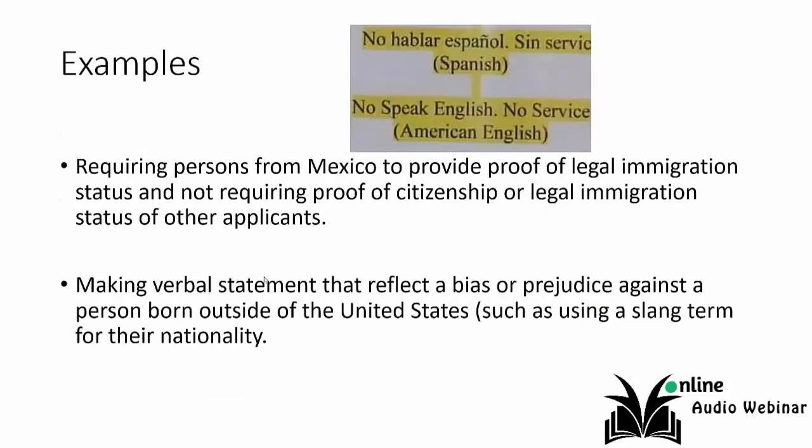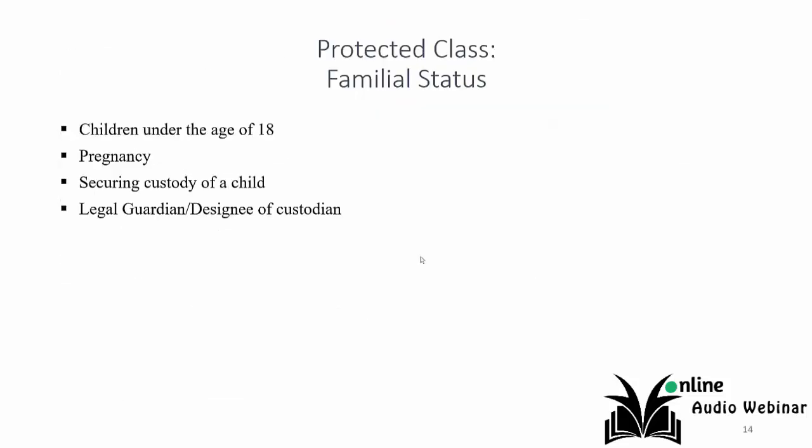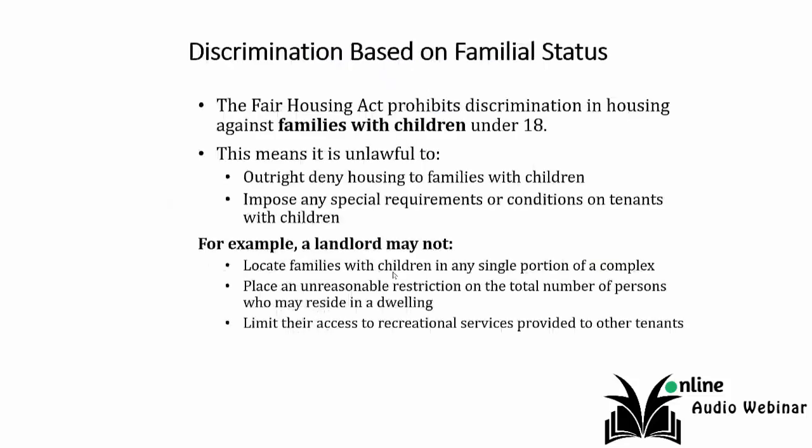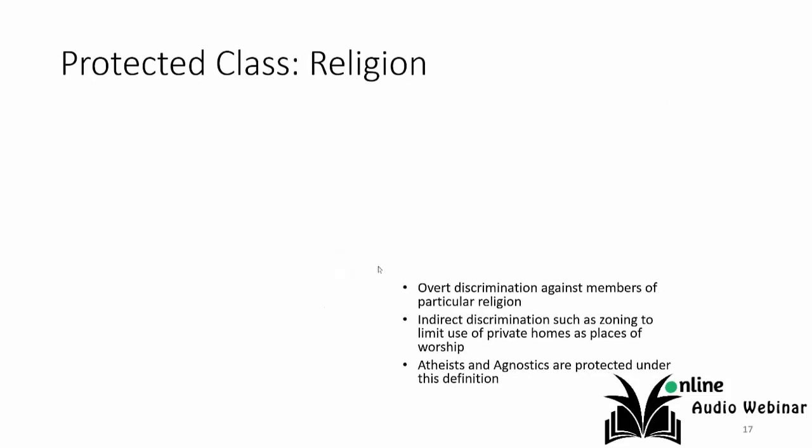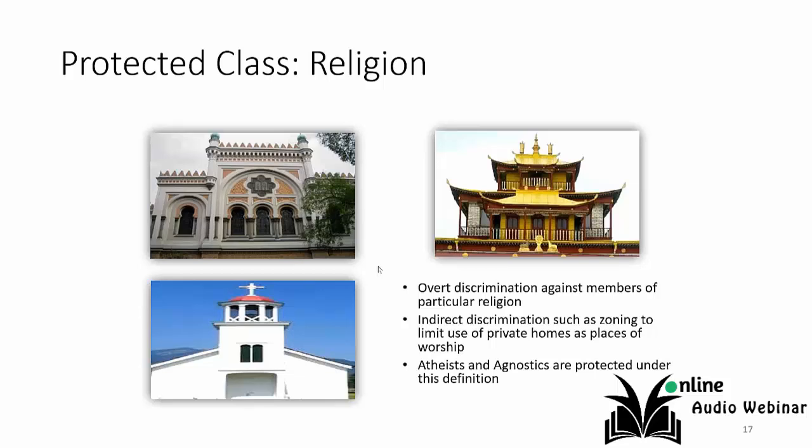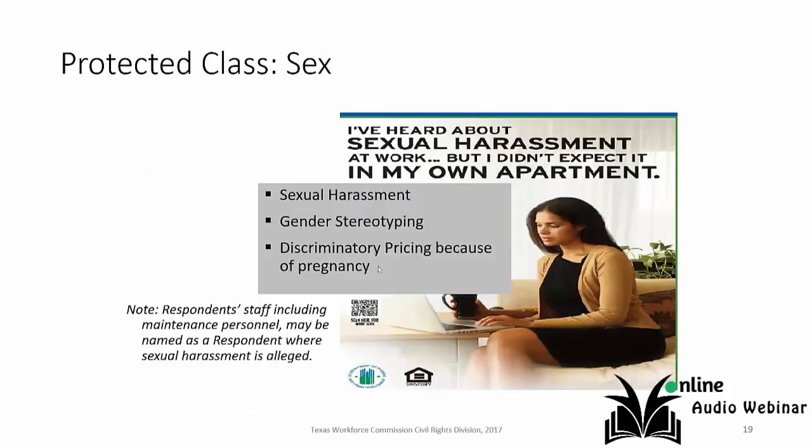You've got examples of discrimination. The next protected class is family with children or familial status. This deals with children under the age of 18, and the law prohibits discrimination against families with children under the age of 18. Religion is another protected class: any overt discrimination against members of any particular religion. The next protected class is sex, and this has to do with sexual harassment, gender stereotyping, discriminatory pricing because of pregnancy or because they're a woman.